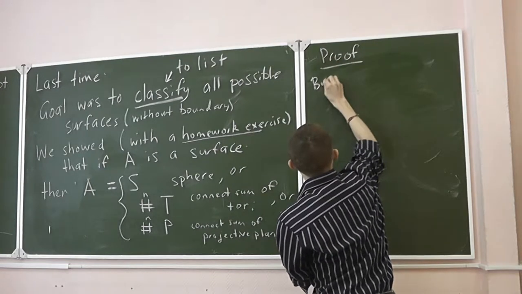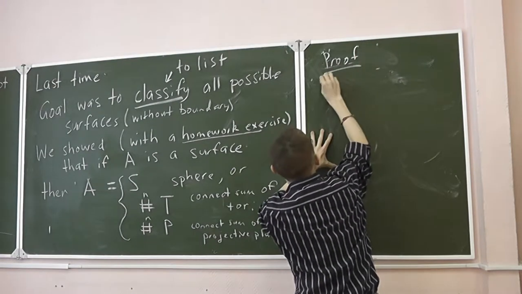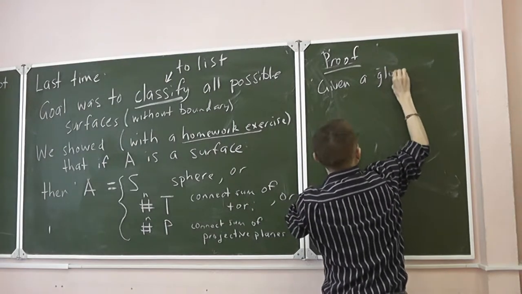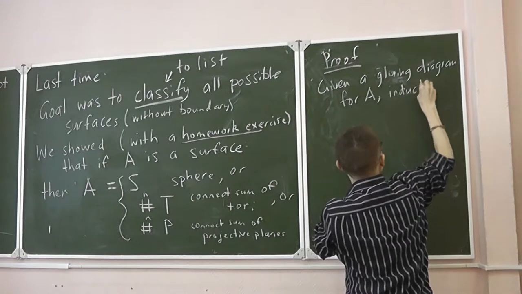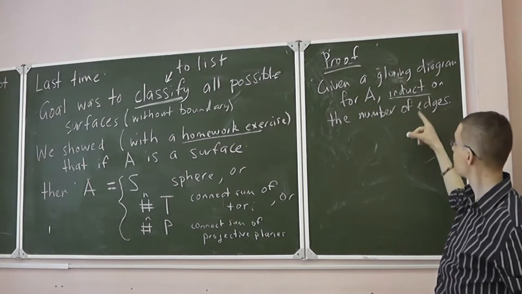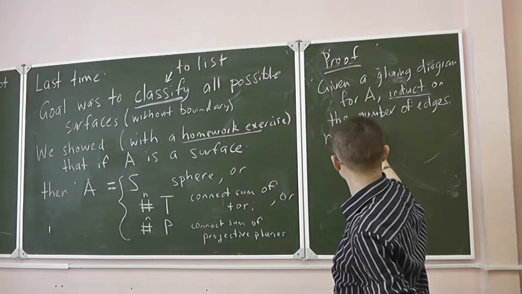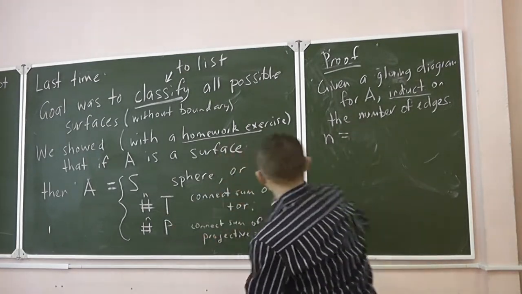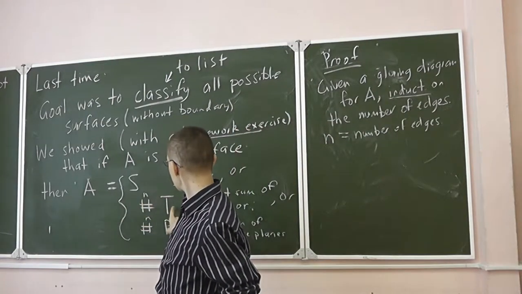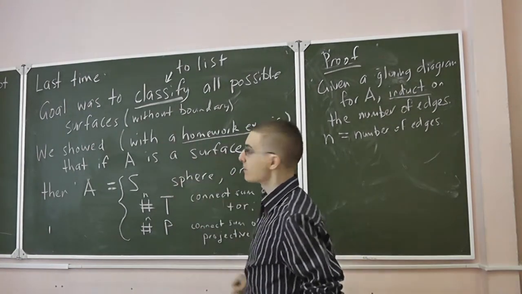By induction, given a certain diagram, given a glue diagram, we'll induct on the number of edges. Each of you told me that you're familiar with induction. Yes. Okay. So if I'm going to do induction on the number of edges, let's say n is the number of edges. I don't want to confuse it with this. And this is a statement. The statement is that A is either a sphere, a connect sum of tori, or a connect sum of projective planes. Okay, so it's my induction statement.